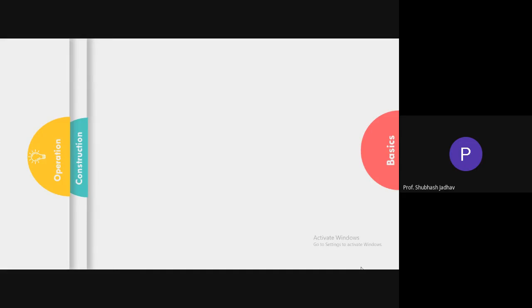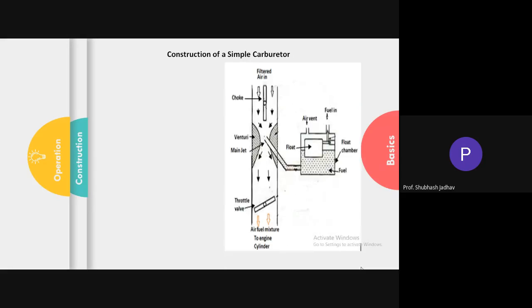Now moving ahead, let us go for discussing the construction of a simple carburetor. So that is where I think we stopped in the previous lecture. Okay, so let us move ahead with the construction of a simple carburetor. So this is a simple carburetor.